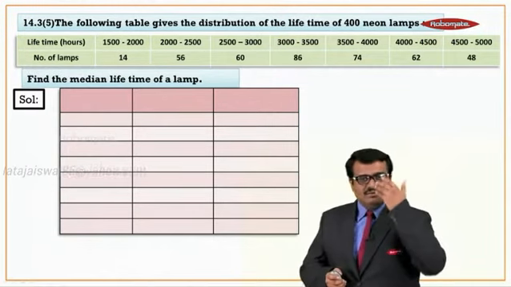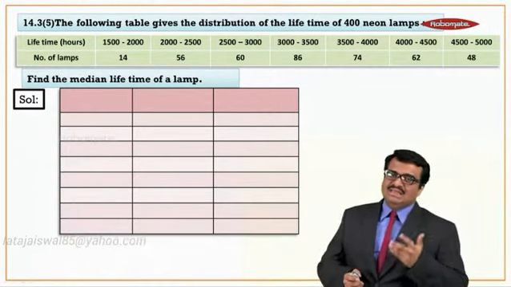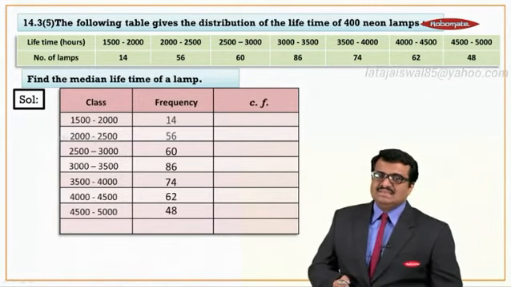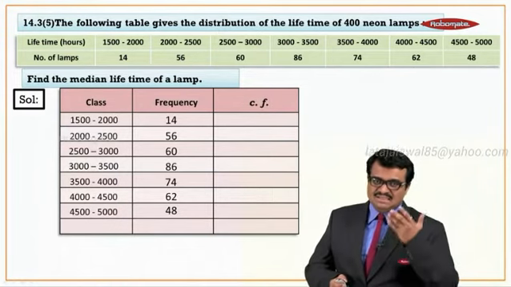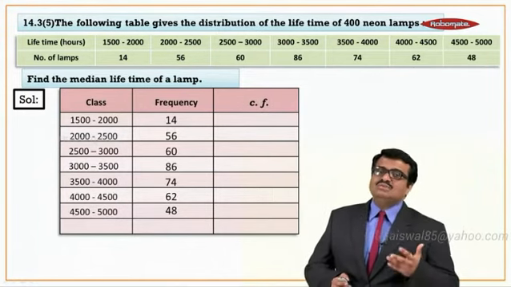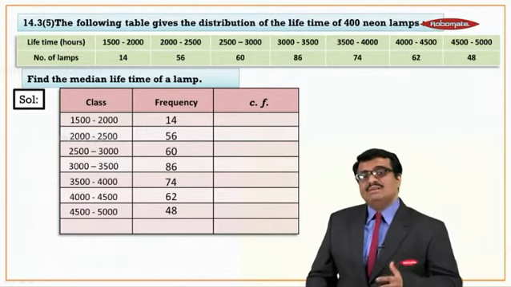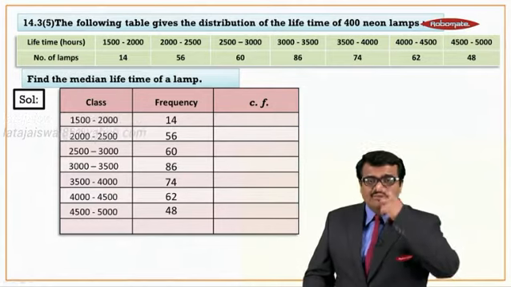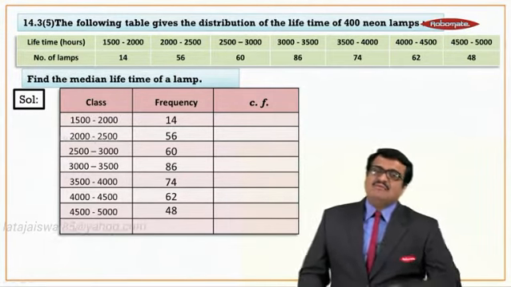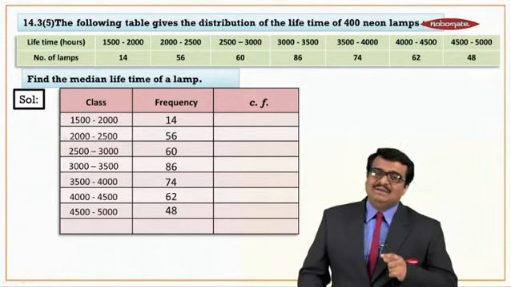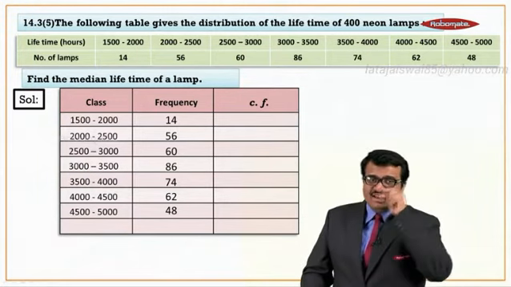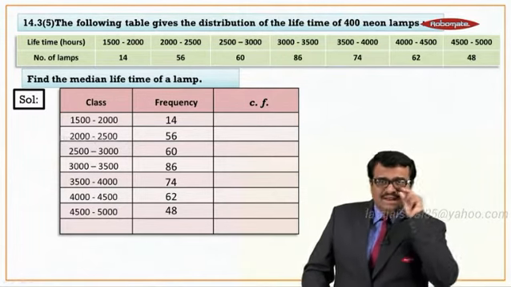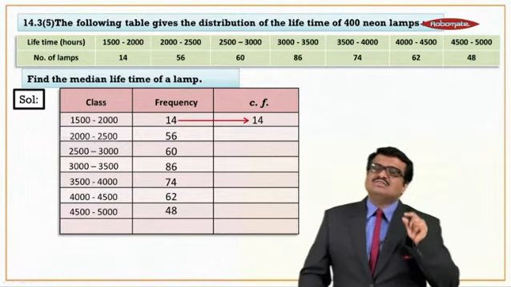So since they are continuous, we will copy the first 2 columns the same, the classes and the frequency that is given to us. So the first column will be the classes, and the second column is the frequency, that is number of lamps, and the third column goes for cumulative frequency less than type. In cumulative frequency less than type, what we do, we add all the frequencies from up to down. And when we are adding all the frequencies from up to down, what happens? The first frequency and the cumulative frequency remain the same. So this 14, that is the first frequency, you have to copy it as it is in the CF column. So 14 gets copied as it is.